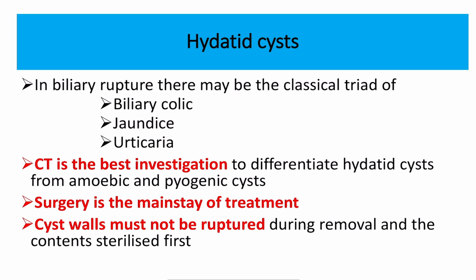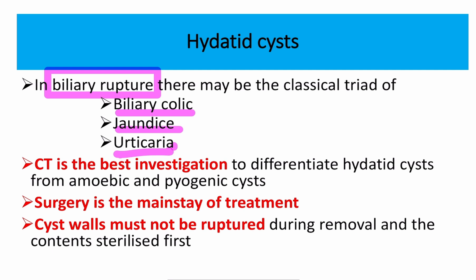So what occurs in case of biliary rupture? That means the Hydatid cyst ruptures into the biliary area. So what occurs? It causes biliary colic, that means pain in the right upper abdomen, and also causes jaundice and urticaria. Urticaria is due to a type 1 hypersensitivity reaction.